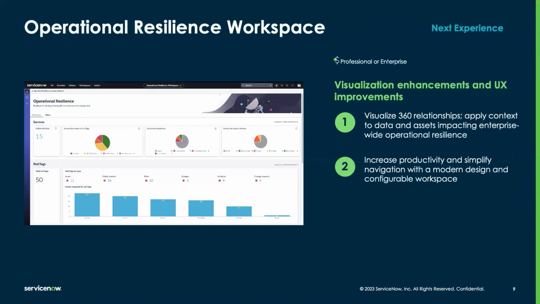So this is what the workspace is going to look like, but Aswin will show you in more detail when we get into the demo. Again, visualizing 360-degree relationships between your dependencies, applying context to your data, and looking at an organizational-wide view of your operational resilience program. We believe this leads to, again, increased productivity, and the simplified navigation will help you move throughout the product more swiftly.